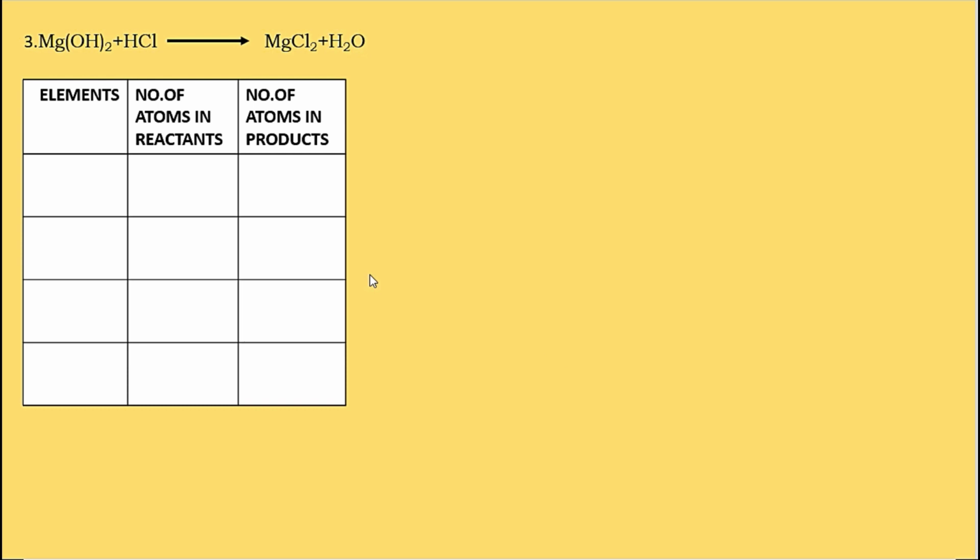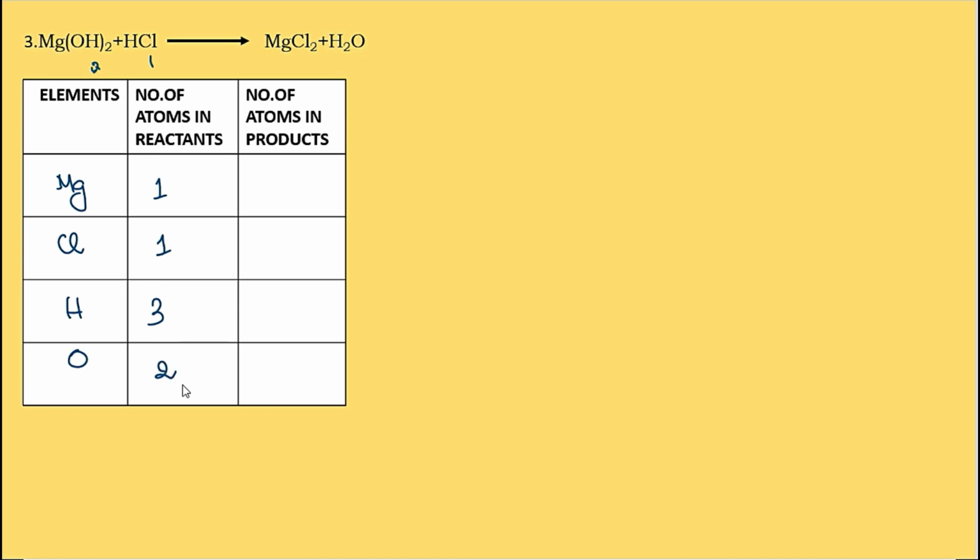Okay, so let's write down, as usual, the number of elements. What are the elements present here? Magnesium is present here, chlorine is present here, then hydrogen is there, oxygen is there. Now our turn is to find out the number of atoms on the reactant side. Magnesium has 1 atom, chlorine has 1 atom, hydrogen has here 1 and here 2 atoms, so 2 plus 1 gives us 3 atoms, and oxygen has 2 atoms.